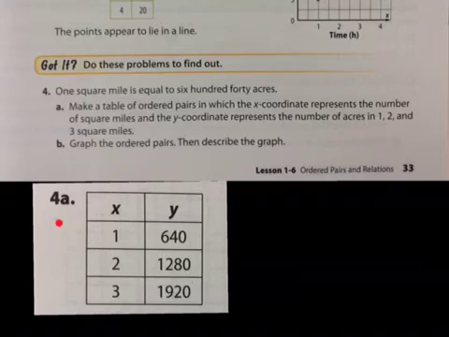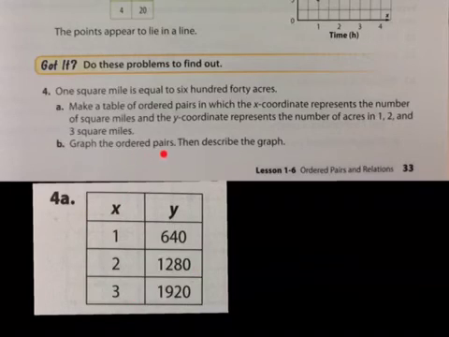So for A, it's going to look like this. Our domain is 1 square mile, 2 square miles, 3 square miles. 1 square mile is 640 acres. So then 2 would be double this, 1,280. And then 3, we would have to add another 640, so we get 1,920. And this is the table you need to have.